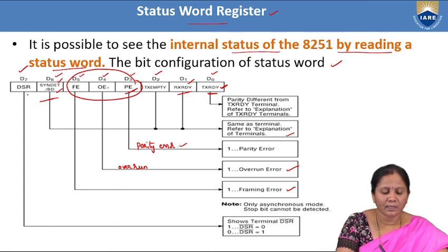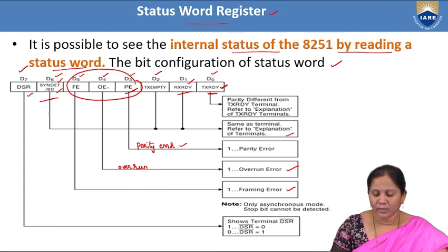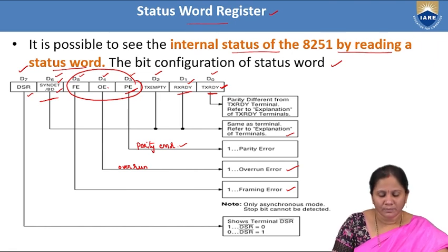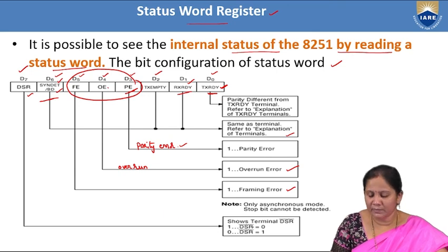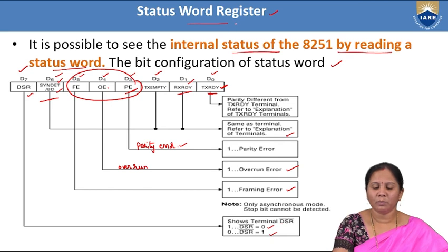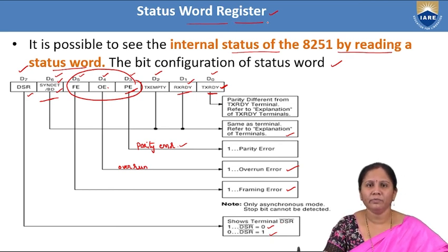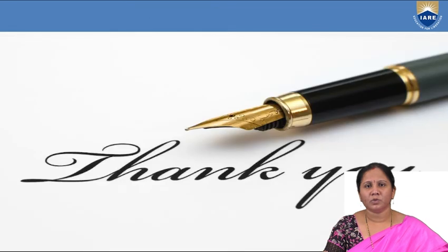And the D7 signal is DSR. DSR represents data set ready. This is the D7 bit. This is an active low signal. When this bit is 1, it indicates that data set ready is enabled. If it is 0, data set ready will be disabled. So this is the status word register format of the 8251 USART. This is the block diagram explanation of the 8251 USART.